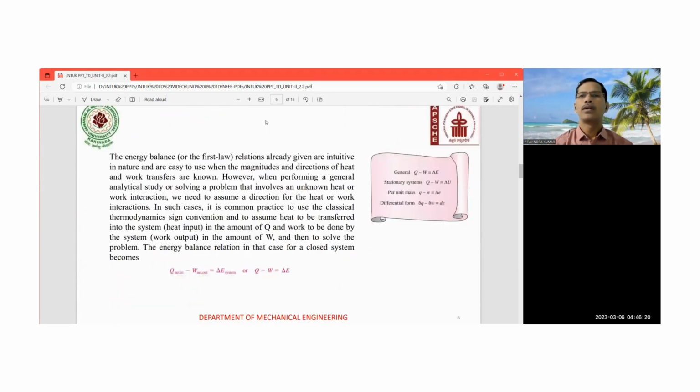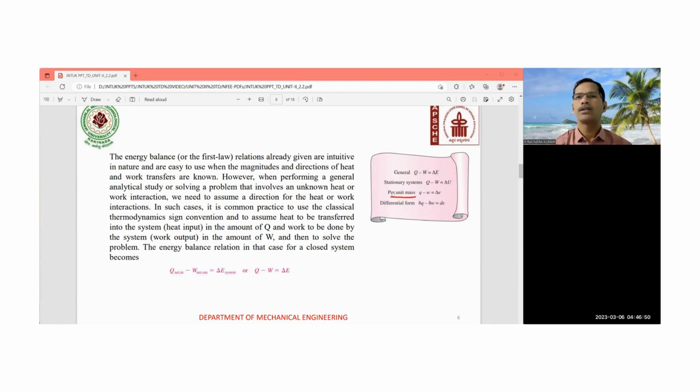So this is the general energy balance, that is Q minus W is equal to delta E. For a stationary system, this delta E is nothing but the microscopic and macroscopic energies. But for a stationary system, only the microscopic energies are considered. Q minus W is equal to delta U. Only the microscopic energy for a stationary system.